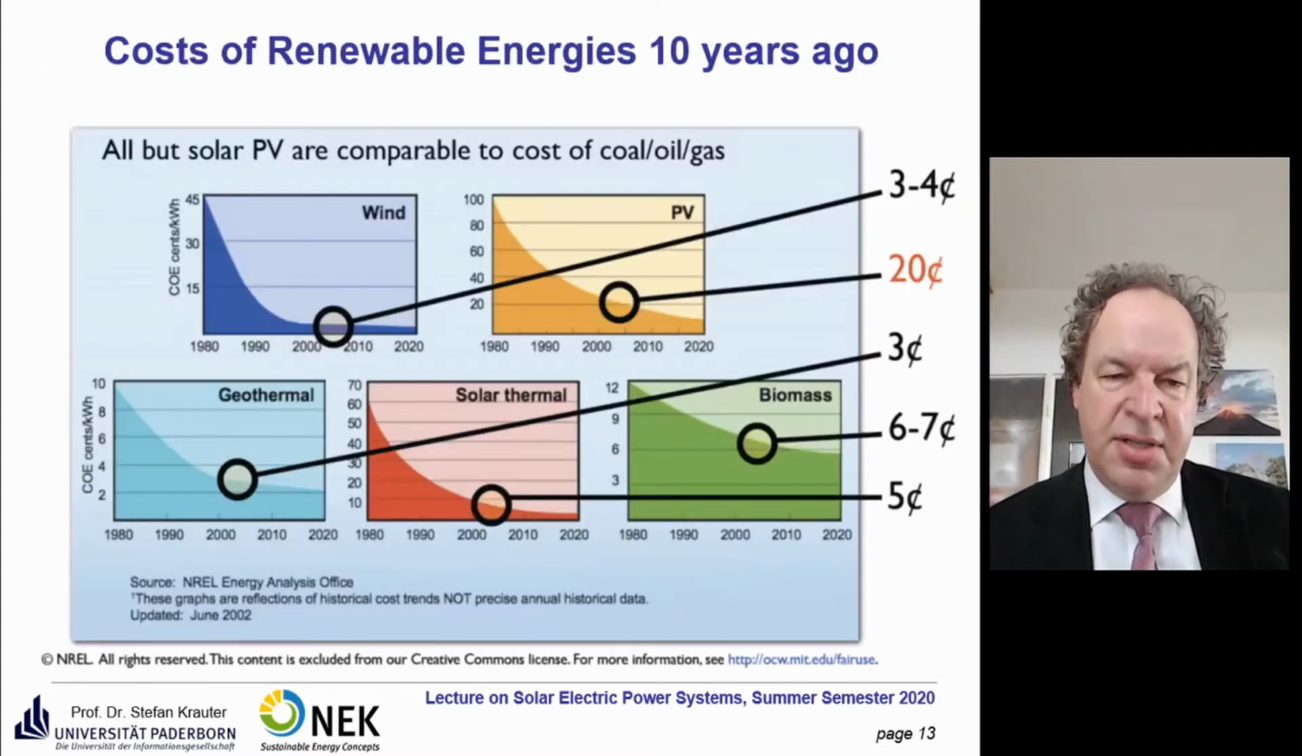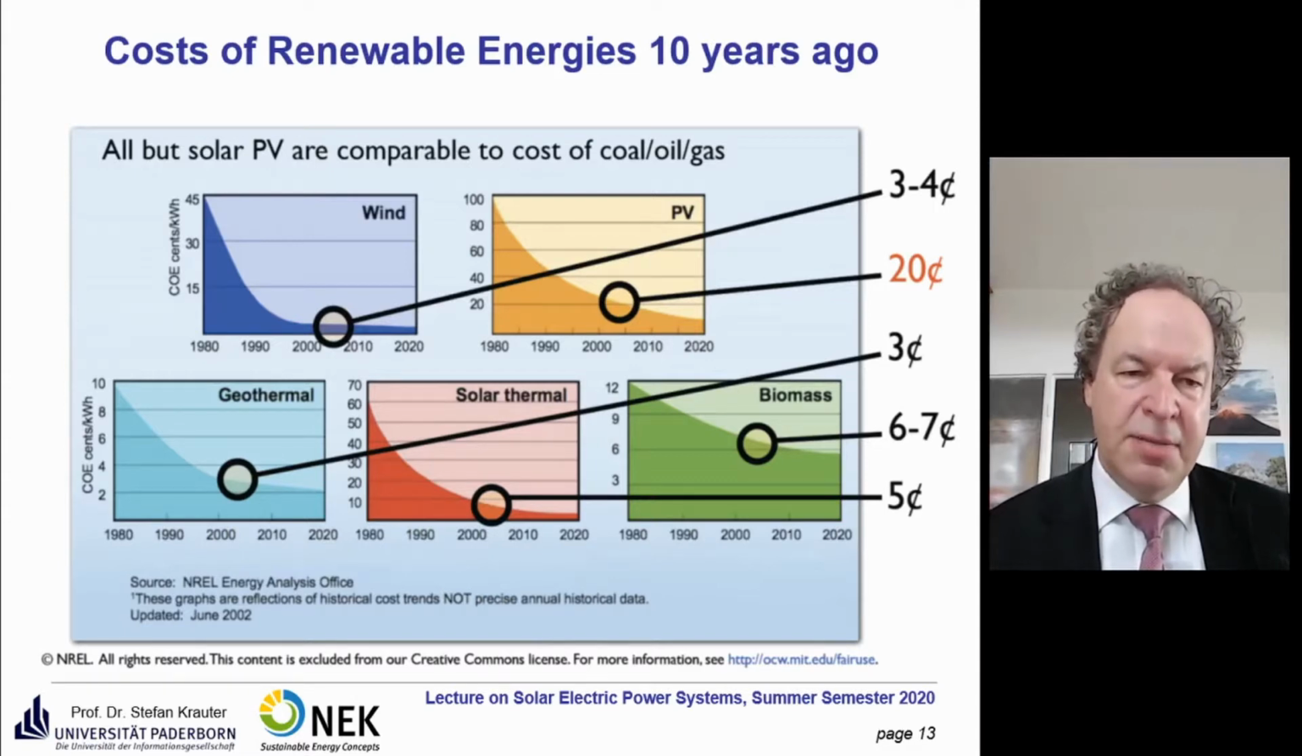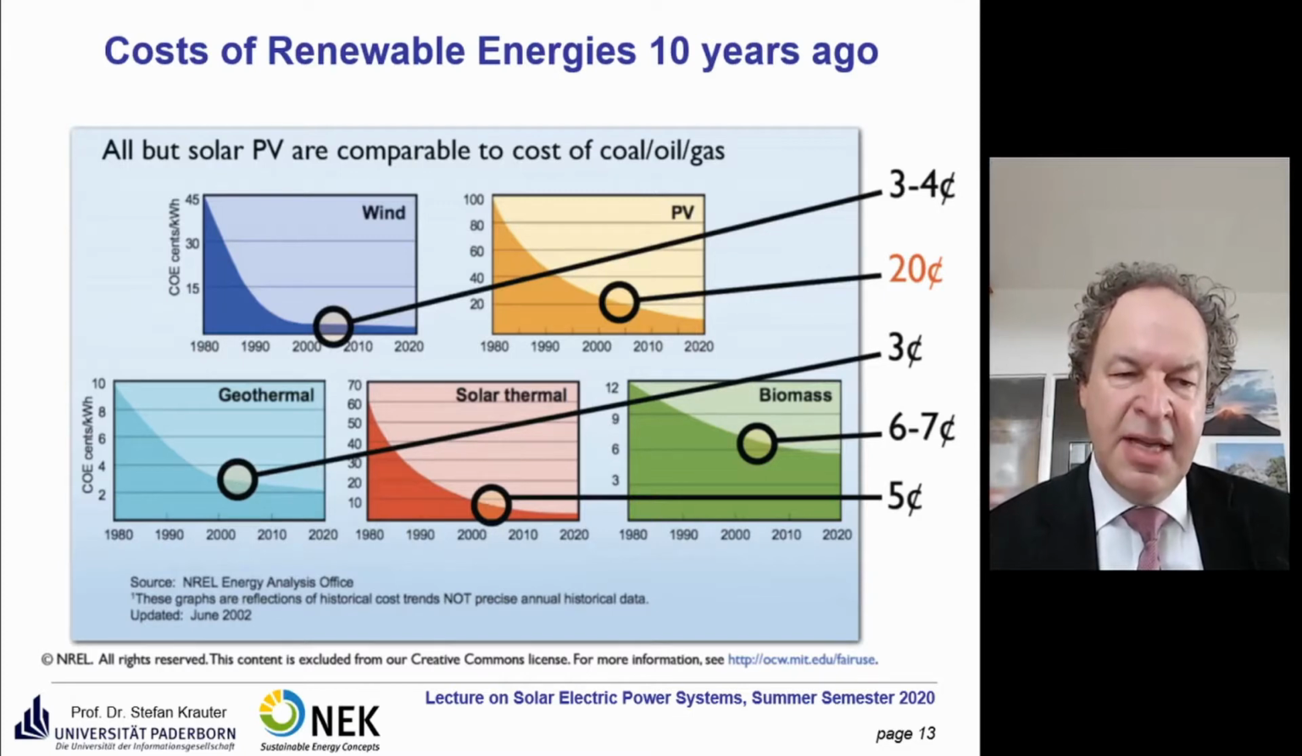These are the costs, as estimated about 10 years ago. We see wind was estimated at 3 to 4 cents per kilowatt hour. It's all prices per kilowatt hour, as mentioned on the y-axis. For solar, 20 cents per kilowatt hour was expected. I come to this a bit later. Geothermal 3 cents, solar thermal 6 to 7 cents, and biomass 6 to 7 cents.